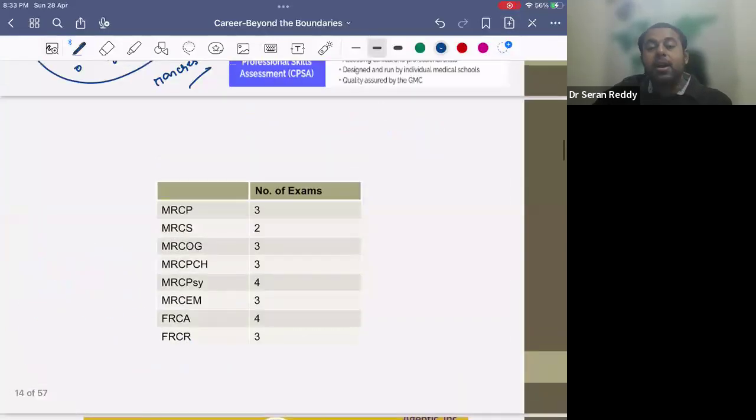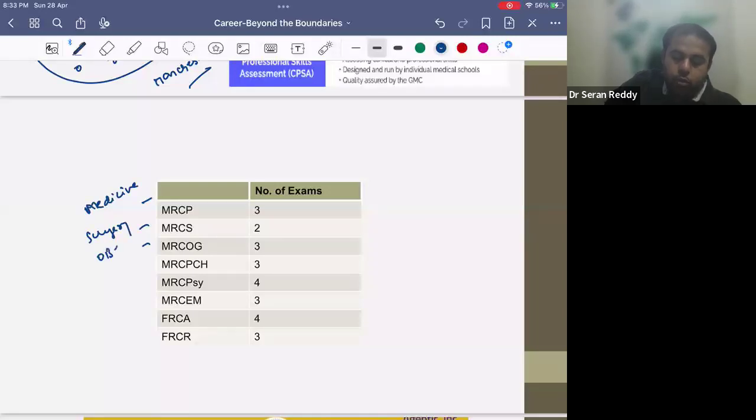And the membership examinations: MRCP, if you want to practice internal medicine. MRCS is for surgery. MRCOG, if you want to do obstetrics and gynecology. MRCPCH for pediatrics. MRC Psych for psychiatry. MRCEM for emergency medicine. FRCA for anesthesia. FRCR for radiology.